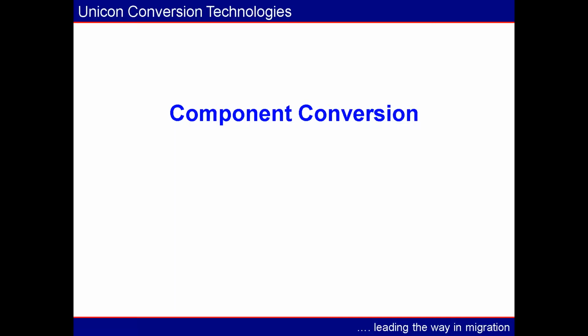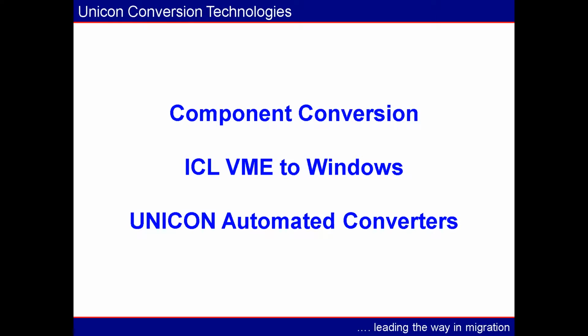This presentation will provide an overview of the UNICON platform migration methodology, which we refer to as component conversion. The project example we will be discussing is the migration of applications from an ICL VME mainframe to Windows. The conversion is performed using the UNICON automated converters.